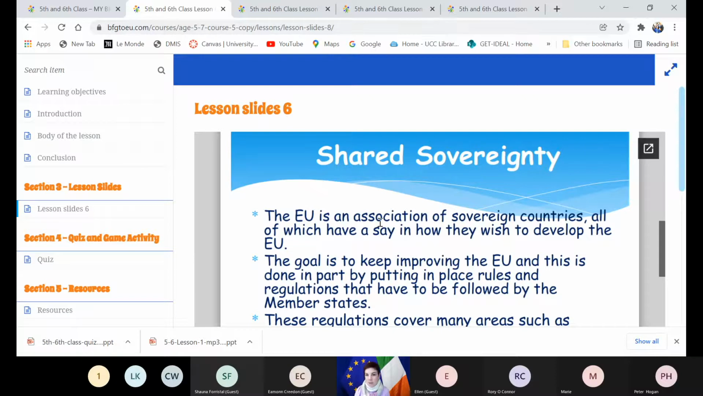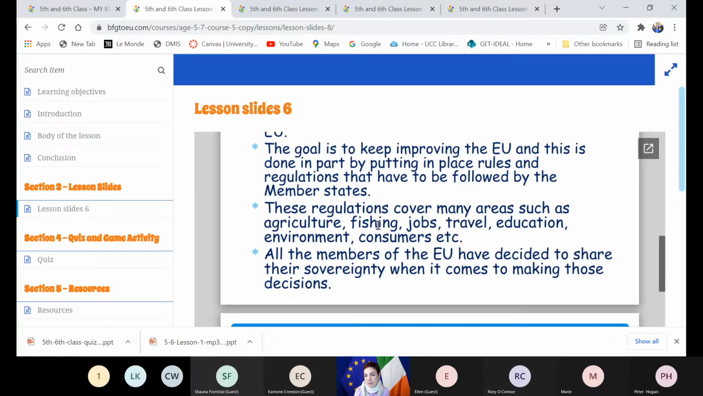So it's not easy at all, and there's no blame put on the UK. The UK wanted out because they wanted to take back control. There are plenty of things to be said, but shared sovereignty is really important.